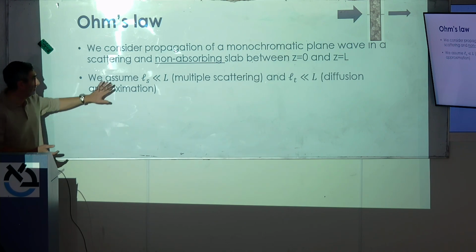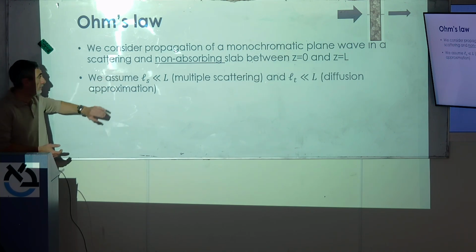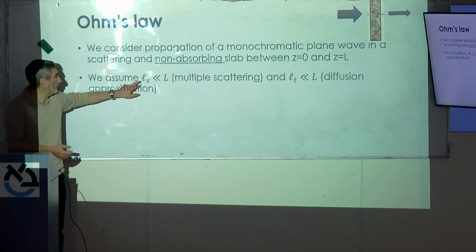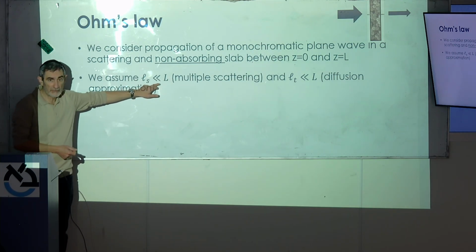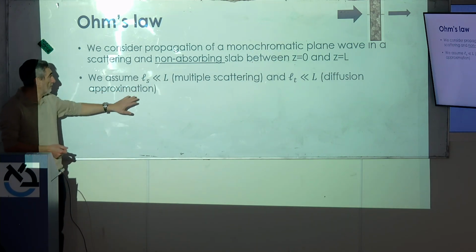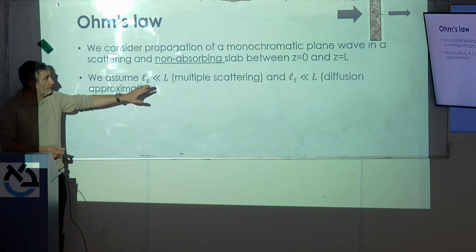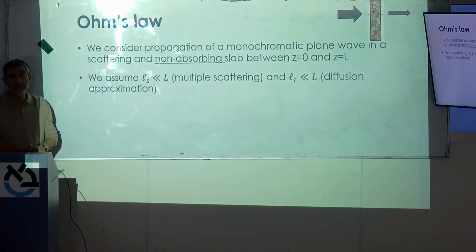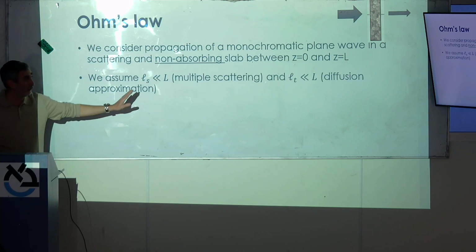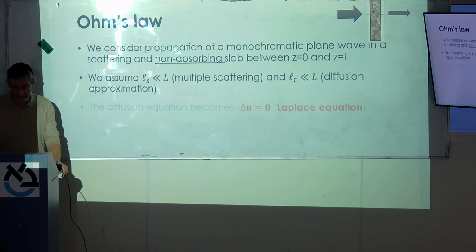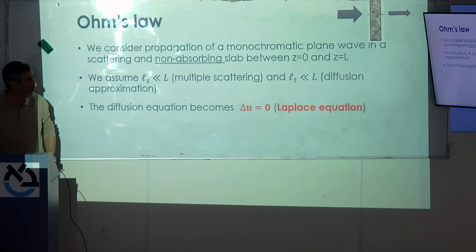Actually, this is something to remember. Multiple scattering is when the scattering mean free path is smaller than the size of the system, and the diffusion approximation is when l_t, the transport mean free path, is smaller than the size of the system. So let's assume we are in those conditions here. The diffusion equation in the stationary regime becomes the Laplace equation, Laplacian of U equals 0.